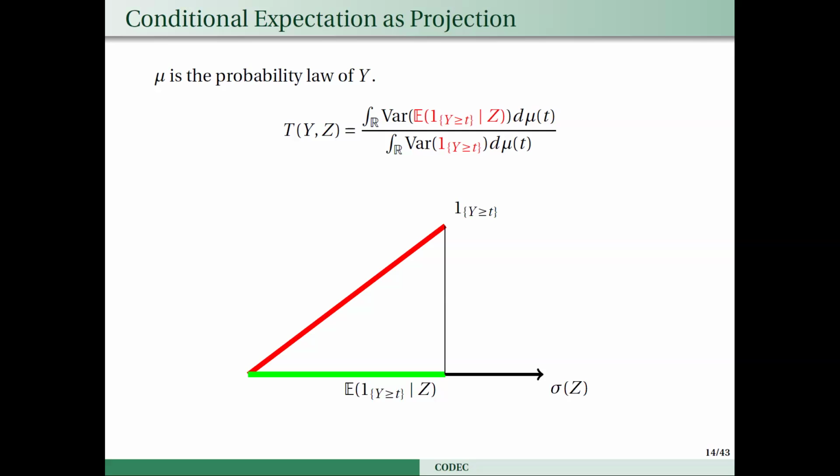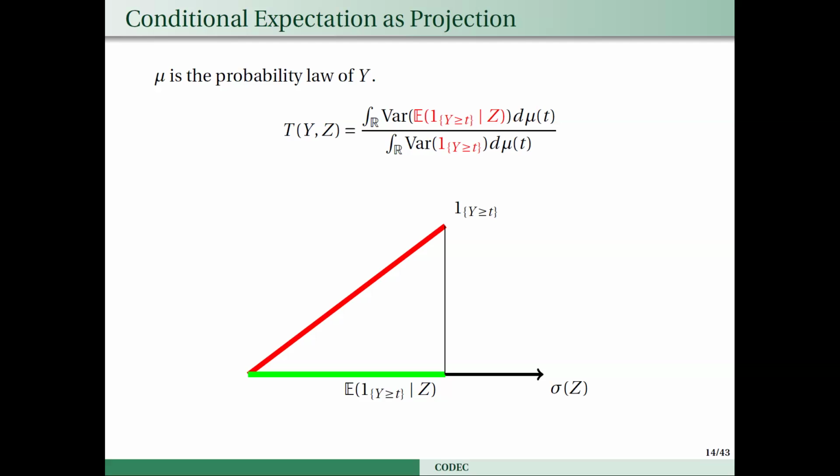So let's say that the plane that we are projecting on is the sigma algebra of all the randomness that we can create with z and y. And assume that the horizontal axis, this black horizontal axis, is the sigma algebra generated by z. Now, in the general case, my indicator function of y being greater than t would be something like this red vector, which lies in the 2D plane.